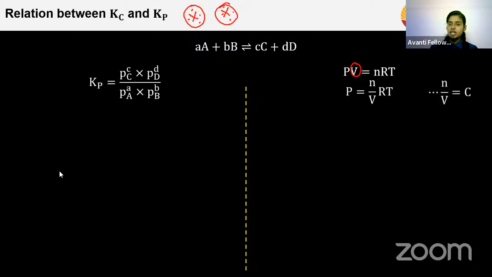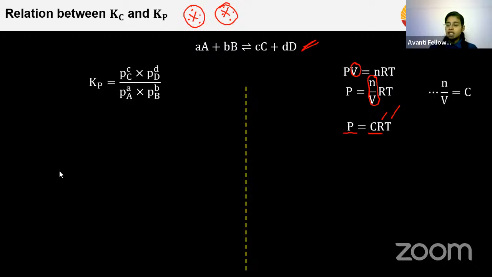Number of moles divided by volume is equal to concentration. So in place of N divided by V, I can substitute C, right? If I substitute, what will I get? P is equal to C into RT. R is a constant. T is also a constant. Temperature is a constant for this entire reaction. The only things that will change are the pressure and the concentration for each substance.